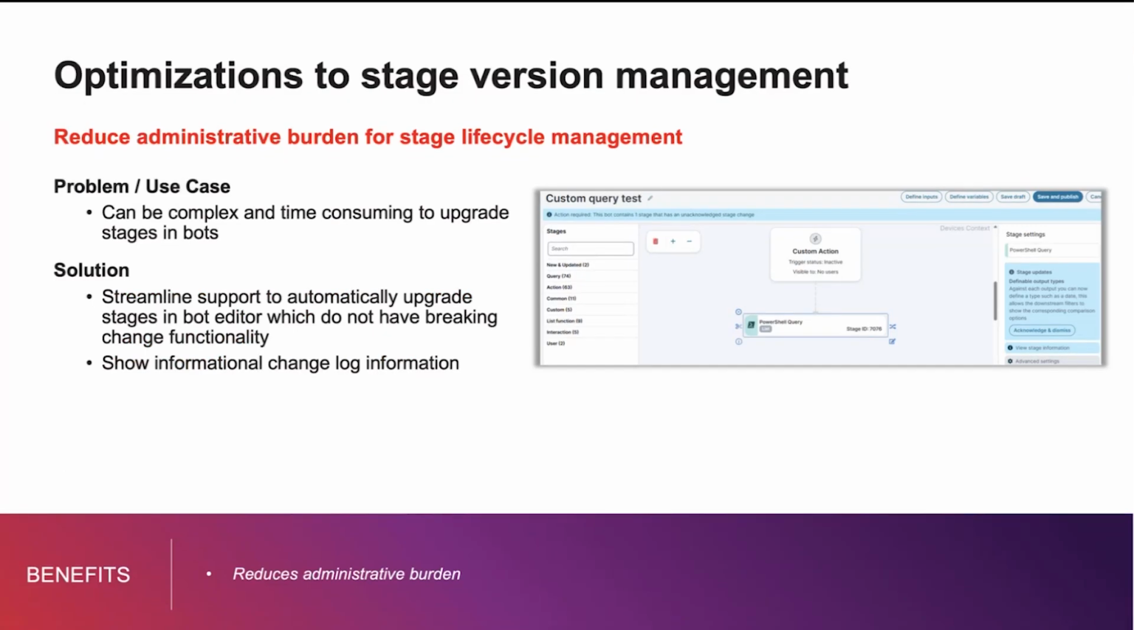And again, stage version management. Hopefully this one's already live in the product, so you've seen it already. As we're making all of these changes to the existing stages, we're trying to relieve the administrative burden associated with upgrading your bots and workflows. Where it comes to things like PowerShell, and many of you use lots of PowerShell stages, there's an opt-in acknowledge workflow where there's not a breaking change. You can go in, view the version and accept the change, but we're not making you go into every single stage and update them one by one.